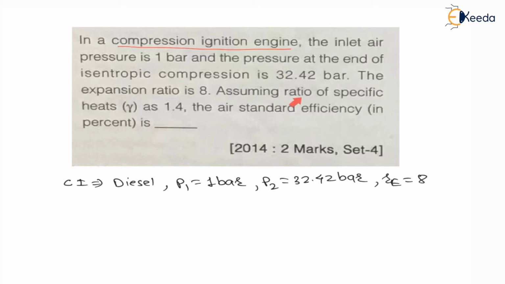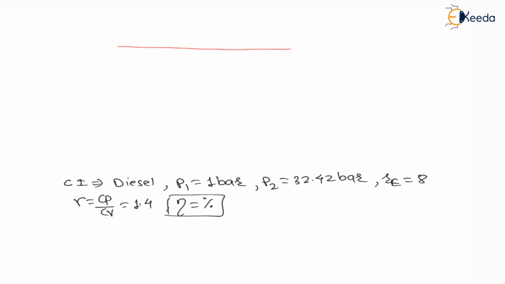Now assuming ratio of specific heats gamma is equal to 1.4, here ratio of specific heats means Cp divided by Cv, which is nothing but gamma, 1.4. The air standard efficiency in percentage is, now here you have to write down the answer. Now what is the efficiency in percentage, right? We have to put the answer up to 2 decimal places. Now let us solve this question. Here I am deleting the question so that we will get sufficient space for the solution.